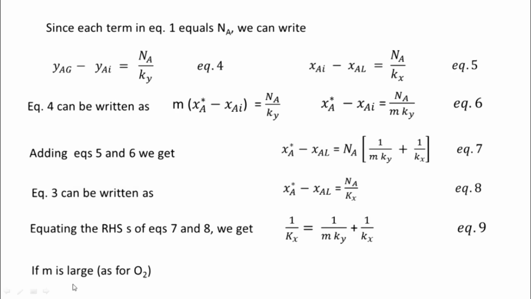If m is large, as for oxygen the typical value of the Henry's law constant is 4.75 into 10 power 4, which is a large number. If m is large, as you can see, m is in the denominator, we can conveniently ignore this. Okay, large compared to other values, that is. But in any case, if the m is large, the denominator here is going to be large because the other values are maybe of the same order of magnitude, and therefore 1 by a large value can be taken to be 0, and therefore 1 by capital Kx is approximately equal to 1 by lowercase kx, equation 10.